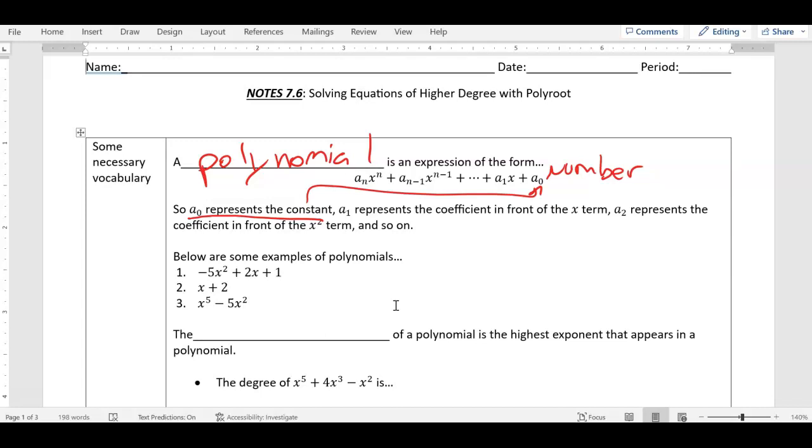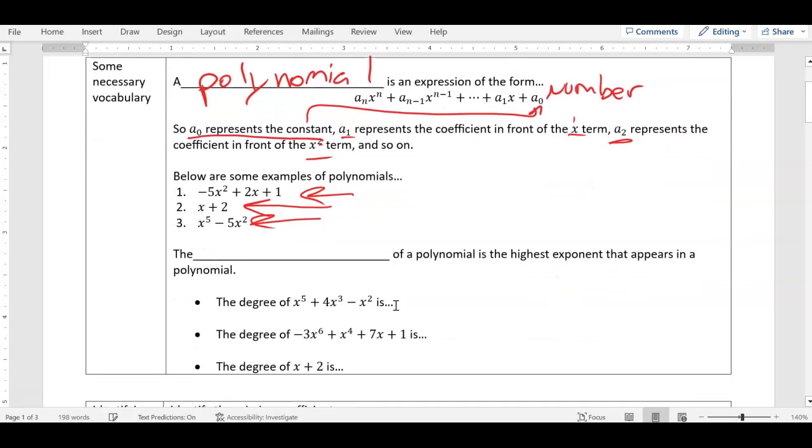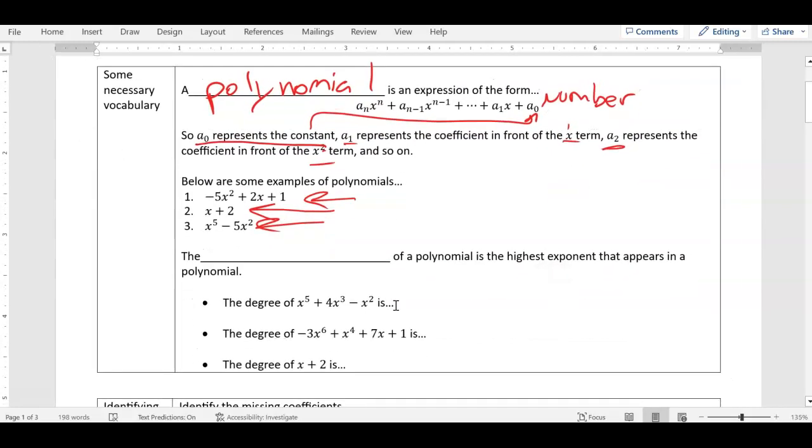So A sub 1 is for the x term, which is to the 1 power. A sub 2 is for the x squared term because it has a 2 power. Okay? So these are some examples of some polynomials. So let's go ahead and fill out this next blank. Ready? The degree, go and write that down. The degree of a polynomial is the highest exponent.